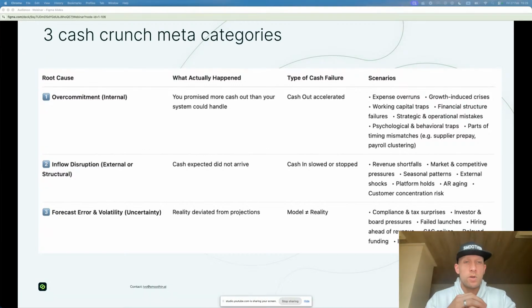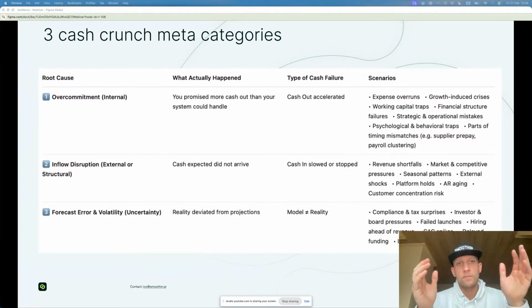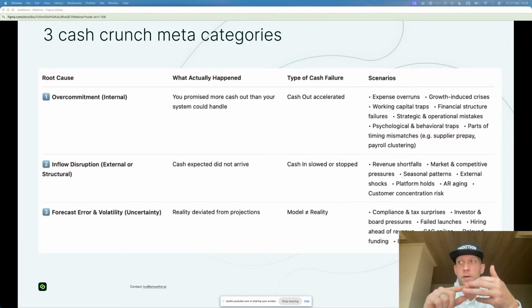Okay, then the second one is inflow disruptions. So these are basically all your late payers, all your bad payers, or for some people, you can even think about all these customers that have agreed verbally to something, but then they don't deliver and they don't show up. Okay, so this is the inflow of money, and that's been disrupted in one kind of way or another, right? Which means that the cash you were expecting hasn't arrived, and the cash in is slowed or stopped, right?